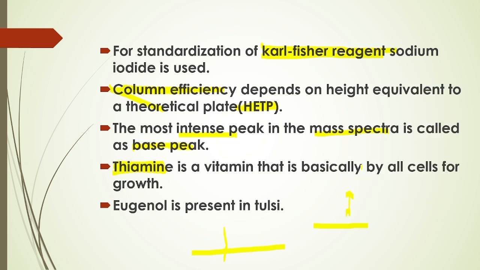Okay, next, eugenol. What is eugenol? Eugenol is a chemical substance which is mostly present as a natural derivative in some plants like tulasi, clove, cinnamon and nutmeg. So it is a chemical substance which is naturally present in some of the plants, like tulasi.